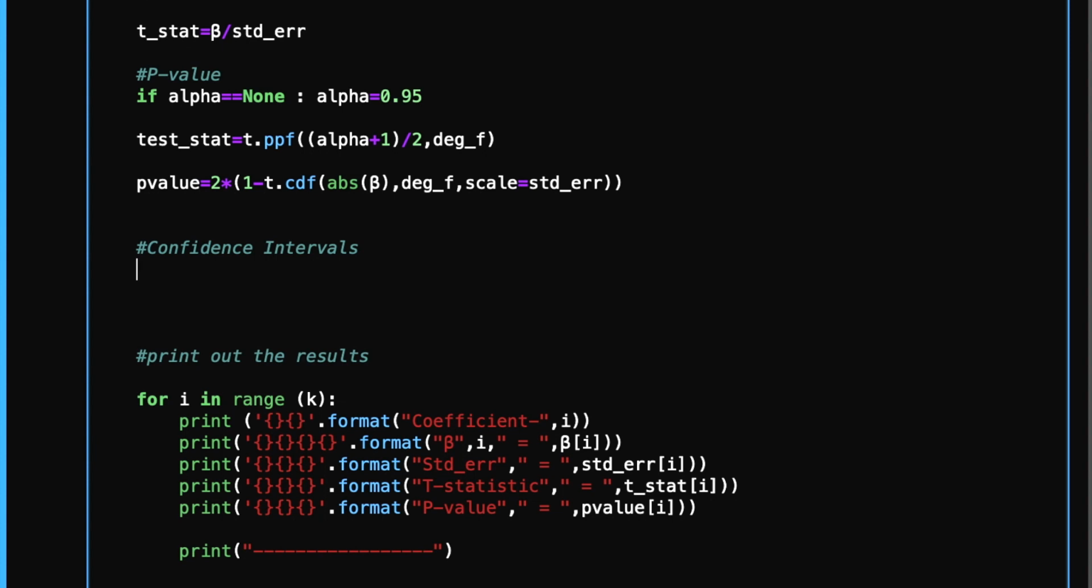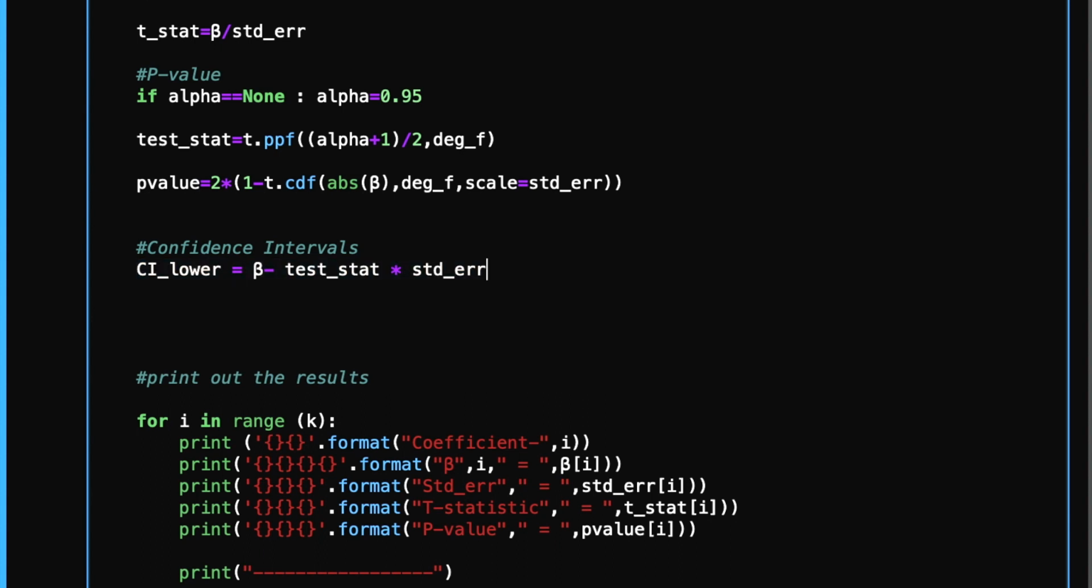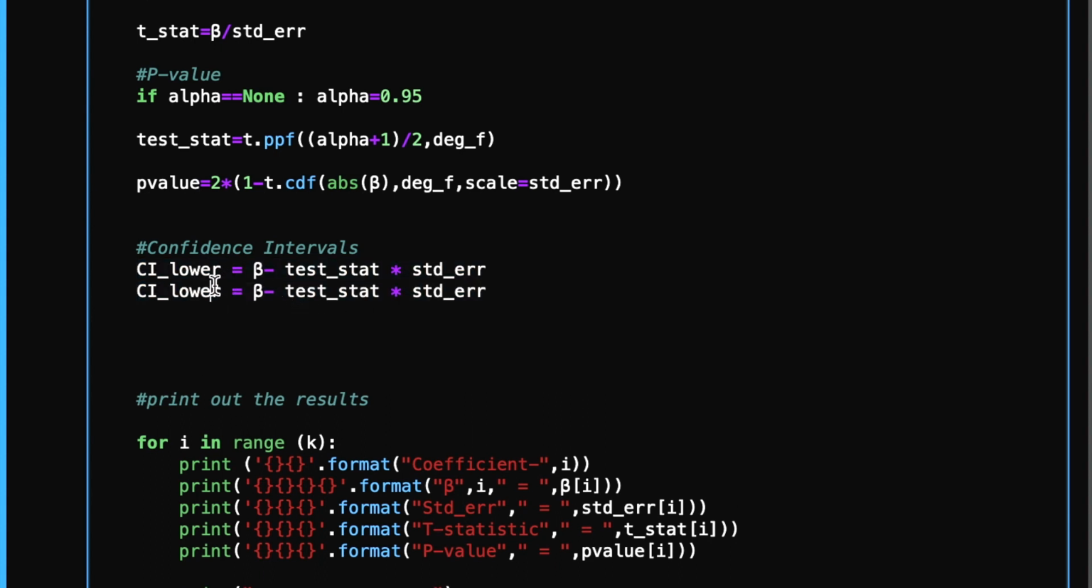So the formula for the confidence interval is beta plus or minus the t-score times the standard error. So the lower confidence interval is equal to beta minus the test stat that we just did here, times the standard error of that beta. Let's copy it and make it upper. The upper confidence interval is just going to be beta plus.